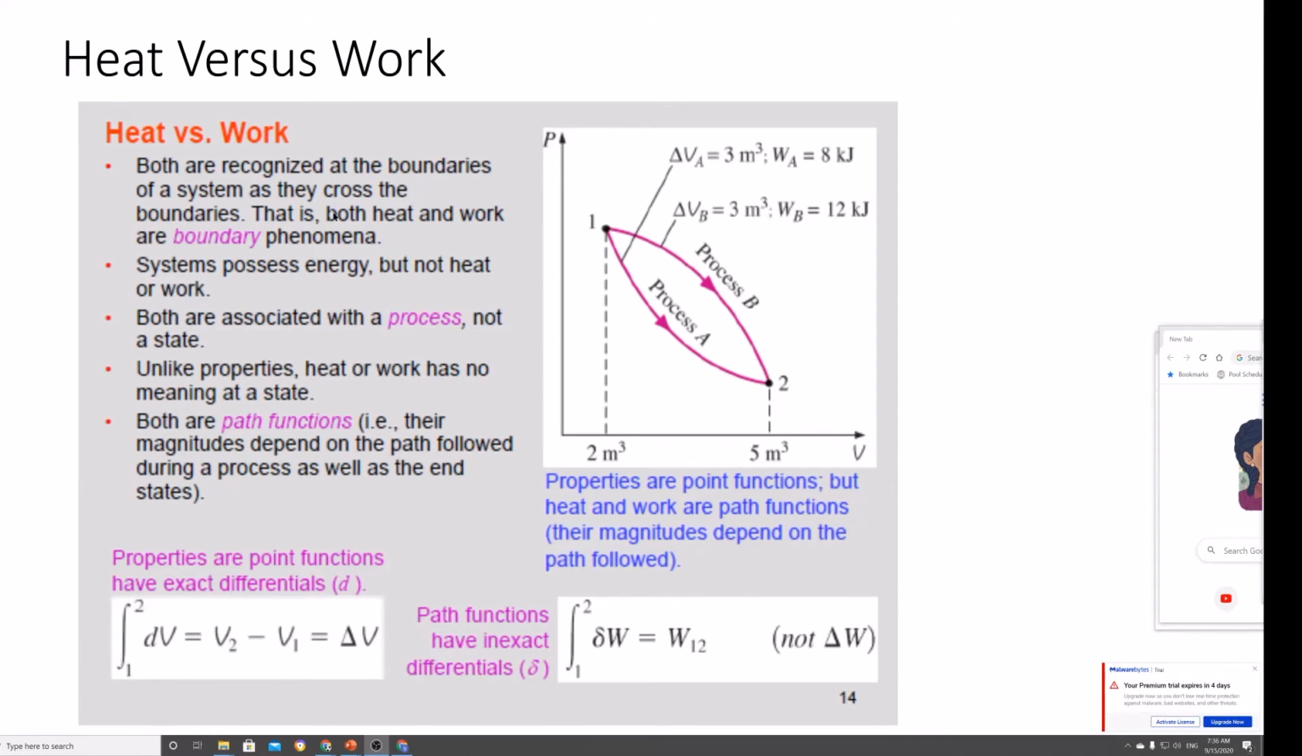Okay, heat versus work. Both of these are recognized at the boundary as they cross the boundary. So work being done on the system, and heat exchanged with the external environment potentially, going across the boundary. There's one thing to pay attention to. They're both associated with a process, not a state, and we'll see what that means. So they're both path functions.